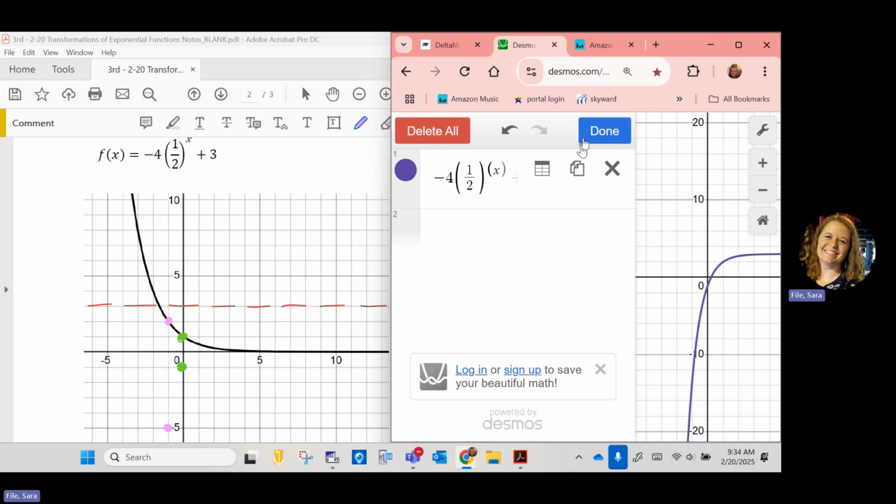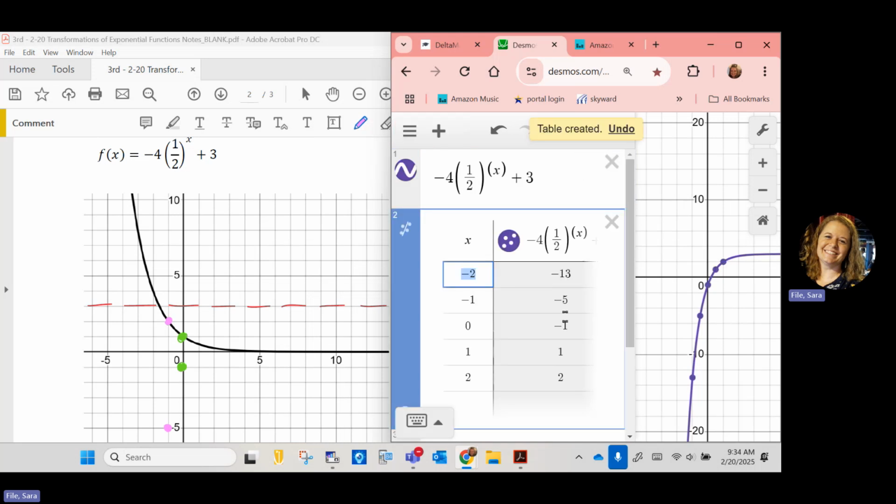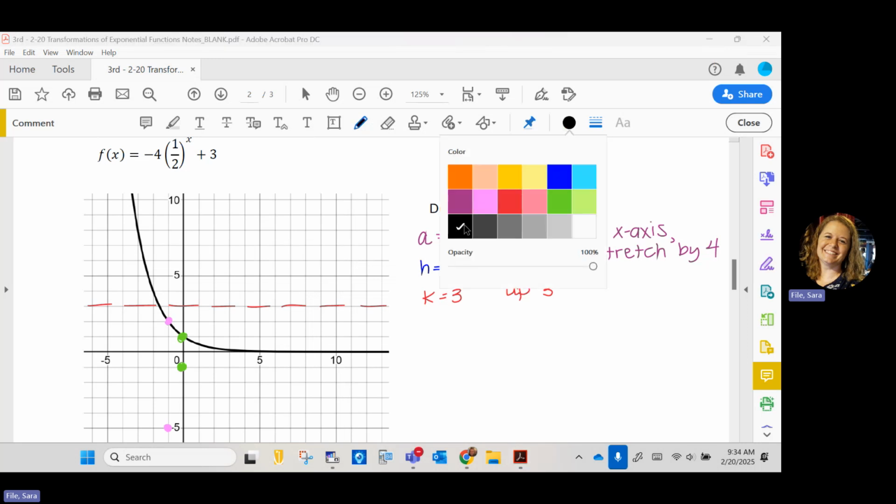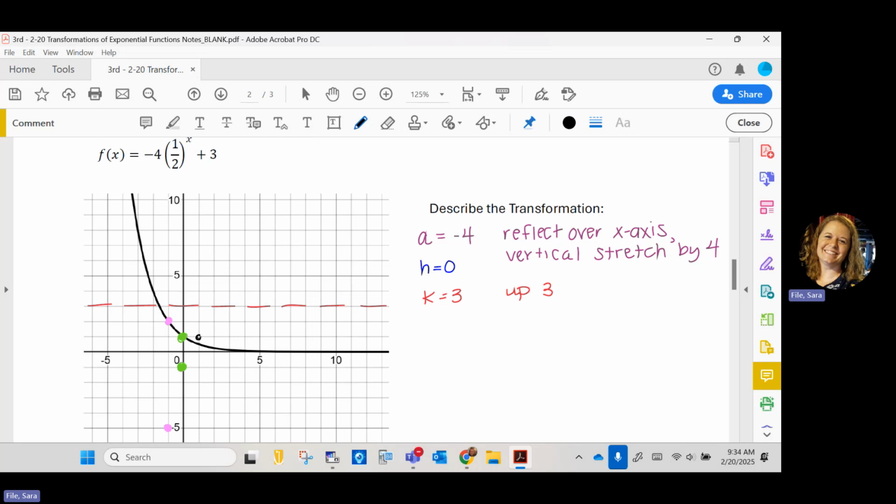Okay, if I wanted to make a table, I could make a table and check. Here's that point I talked about that would be off the graph at -13. It wouldn't fit. Here's the two that I did plot. Now, if you want to plot additional points, here's more points that would fit. So I've got (-1, -5) and (0, -1) plotted. I can also plot (1, 1) and (2, 2). Those would fit on my graph. So if you want to plot more points to help your graph be more accurate, go ahead and plot those.